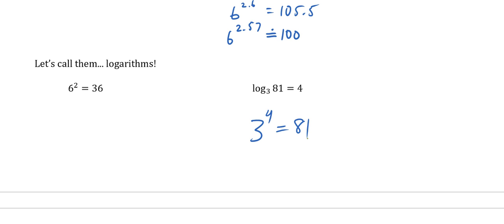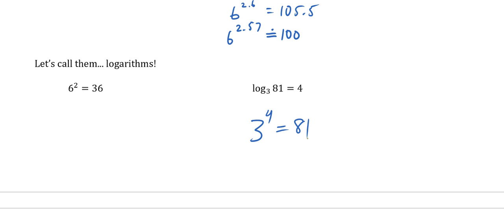Vice versa might be close, but if you're not sure if this is true, check it on your calculator. It is. 3 to the 4 is 81. 3 times 3 is 9, times 3 is 27, times 3 again is 81. So that works. So there's the relationship between a logarithm and an exponent or power.